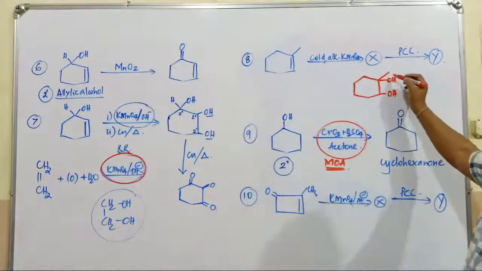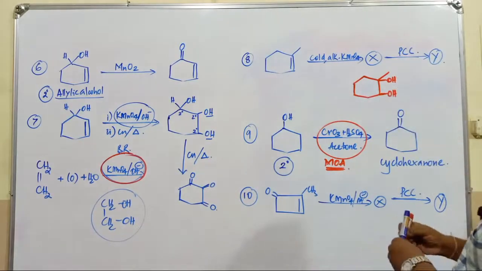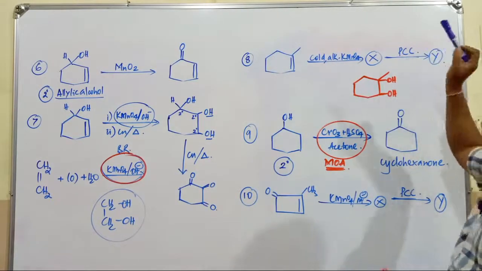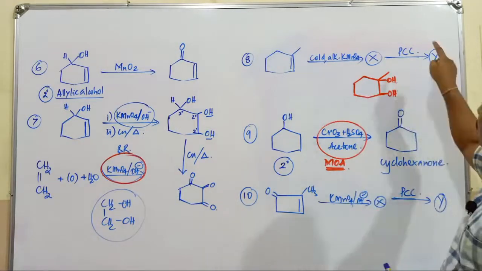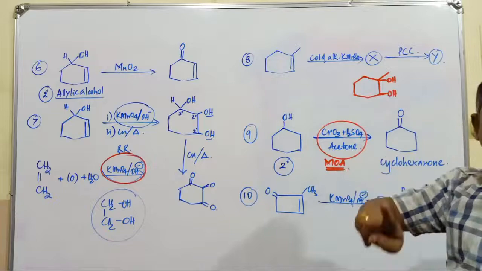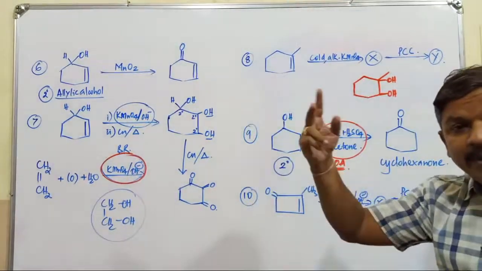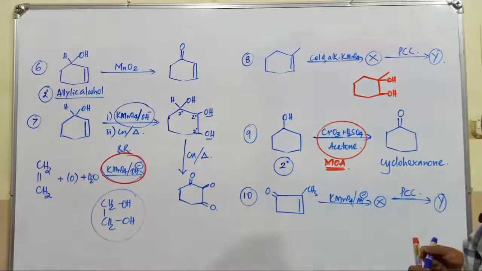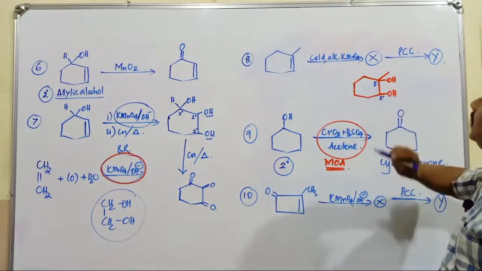And here this group remains as it is. Methyl group is there which remains as it is. Further, this is treated with PCC. What is the role of PCC? PCC is a mild oxidizing agent which converts primary alcohol into aldehyde, secondary alcohol into ketone, and tertiary alcohol has no effect. So this group is secondary, this group is tertiary.